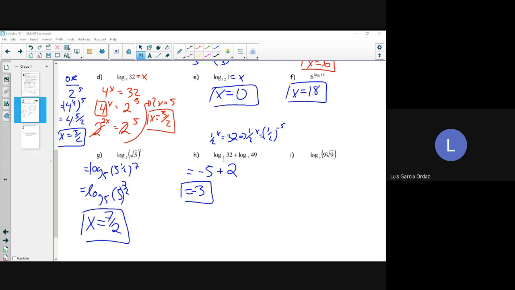And the last one, I, we have log base 3 of 9 times the quintic root of 9. So we need to split this up into two ways. So we have log base 3 of 9 to the 1, times 9 to the power of 1 over 5. So when we're multiplying numbers with the same base, what do we usually do with the exponents? We're going to add. So when we add 1 plus 1 over 5, we get log base 3 of 9 to the power of 6 over 5.